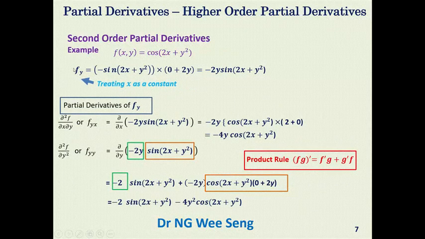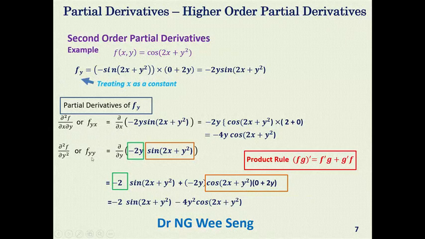Now we work on f subscript y. Again, applying the chain rule, we will get minus 2y sine of 2x plus y squared. Now we differentiate this function with respect to x, and using the chain rule, we can get this answer. Just a word of caution. In this expression, minus 2y is a multiplicative constant. It's a constant because we are doing differentiation with respect to x.